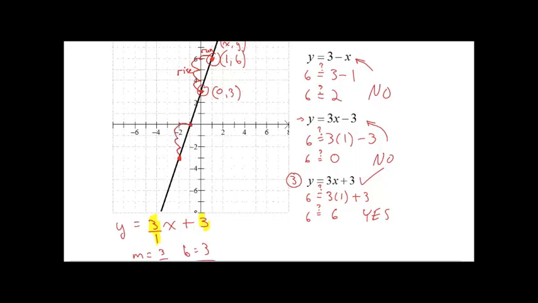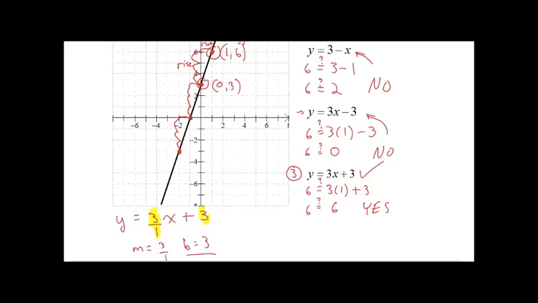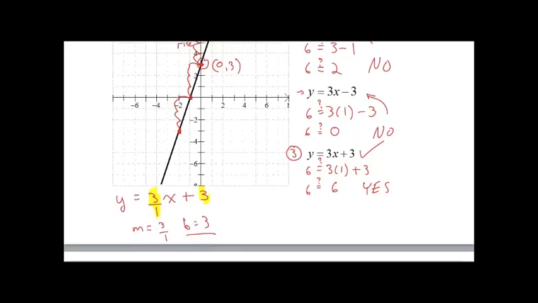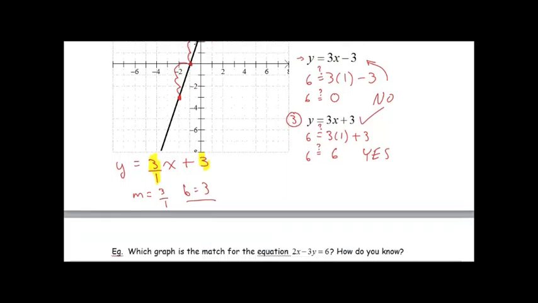Oh, there's another point. I can do the same thing. Up 3 and over 1. So that's how that slope number looks on a graph. Okay. Hopefully that's not too confusing. We'll flip over to the back side and look at one other example here.